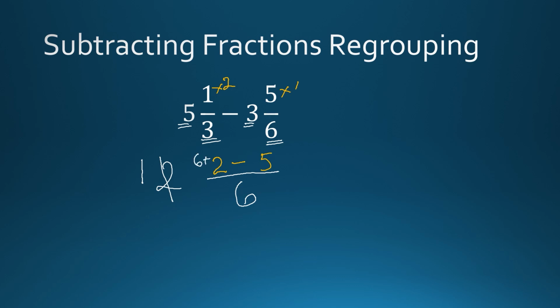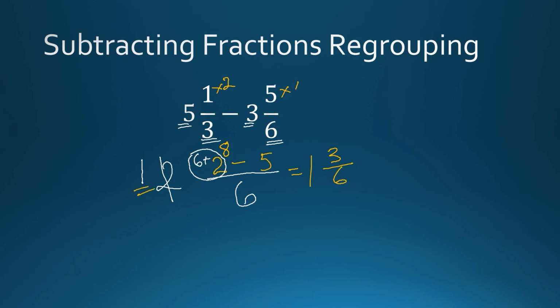I'm going to add 6 to my numerator 2. And my new number is going to be 8. So now I have to subtract 5 from 8. And I would get 3/6. Now remember, I have a whole here, so my answer is 1 and 3/6.